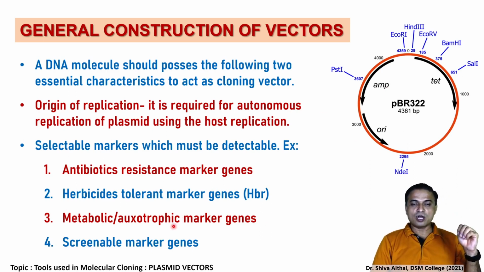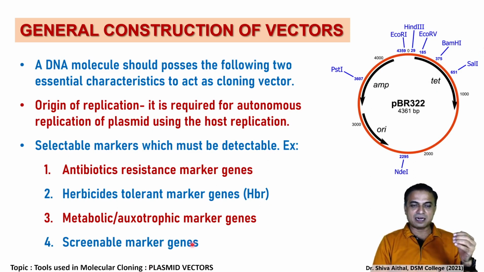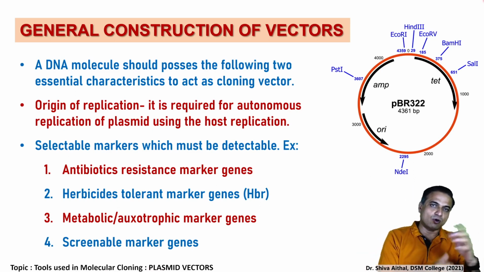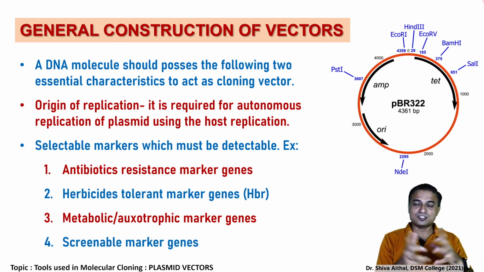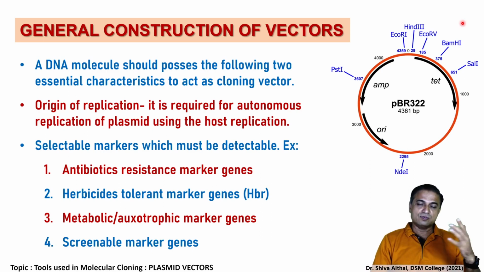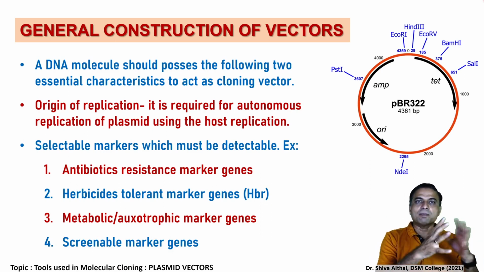Then metabolic or auxotrophic marker genes, like the tryptophan operon genes, are metabolic or auxotrophic genes. And screenable marker genes. The lac operon gene is a screenable marker gene, because if you introduce a lac gene and a lac mutant, you can have pink colonies and white colonies, or blue colonies and white colonies, in a dye detection agar, which is very popular in recombinant DNA technology. So for screenable marker genes, there should be some gene which will be detected on the plating technique.